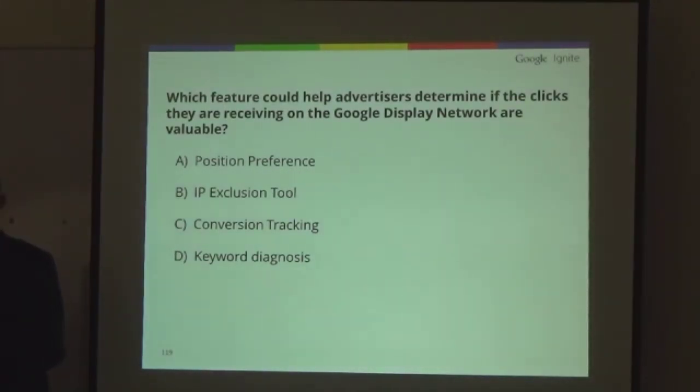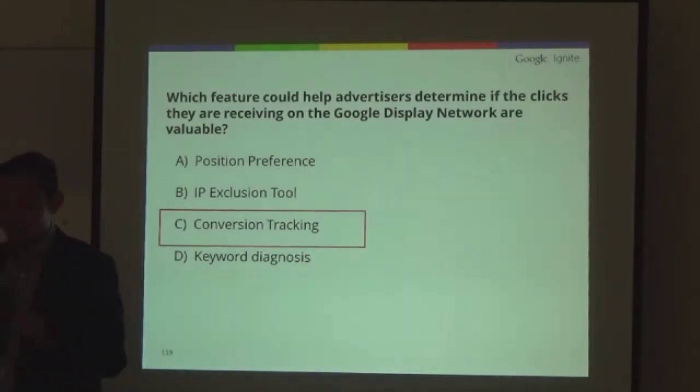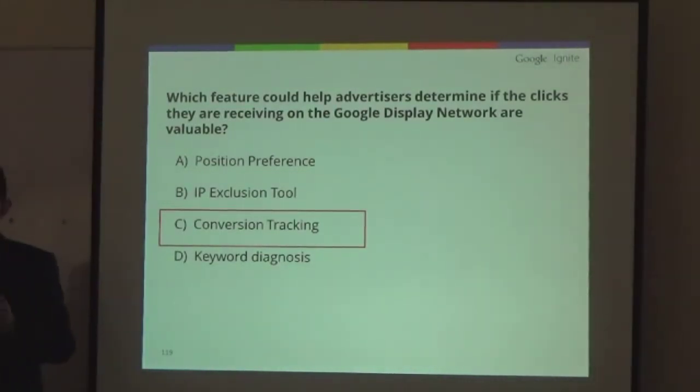Anyone else? Any other answers here? A. Position preference. Okay. The answer is conversion tracking. You can use that feature to determine if the clicks they are receiving on GDN are valuable. Now, in conversion tracking, there is also assisted clicks. Am I right? This is where you're able to see which clicks on those ads eventually lead to the final purchase by that particular user. So this is a reverse question talking about conversion tracking.